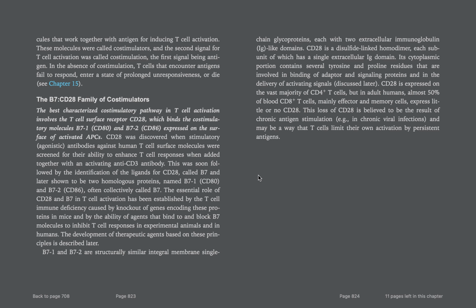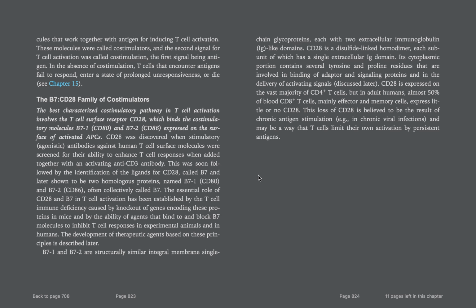unactivated anti-CD3 antibody. This was soon followed by the identification of the ligand for CD28, called B7, and later shown to be two homologous proteins named B7-1 (CD80) and B7-2 (CD86), often collectively called B7.